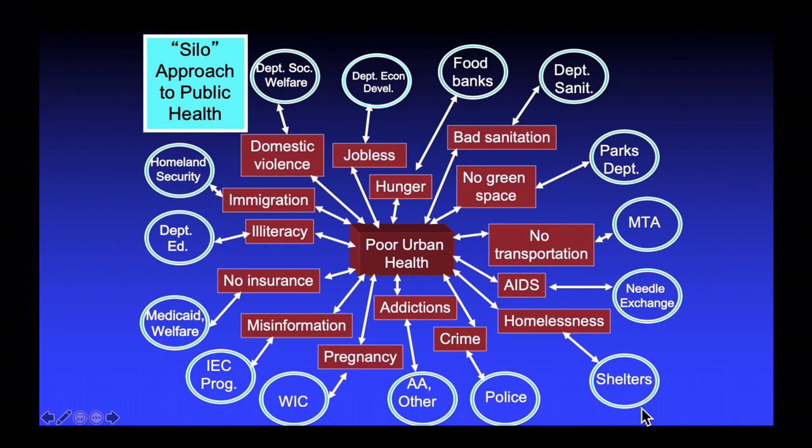Each one of them is thinking linearly that the way to solve the crime problem is to put in more police. The way to solve the AIDS problem is to put in more needle exchange. The way to solve the green space problem is to get the Parks Department to do their job. But the point is that all of these are part of the urban health system. And yet, because we live and work in silos, we think that the solution to our problem is a linear solution, and that doing what we do will solve the problem. Actually, it may even aggravate the problem, and I can give you an example of that.